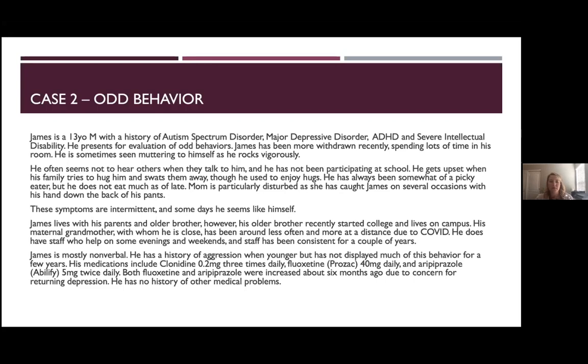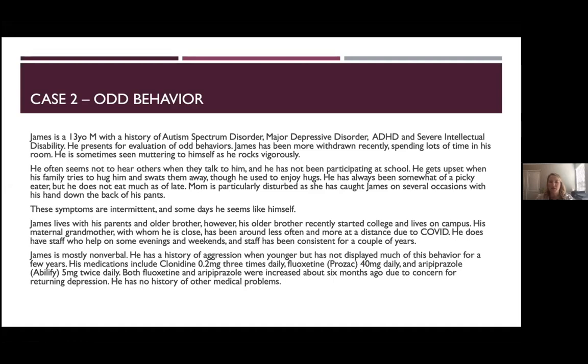He lives with his parents and his older brother, but his older brother recently started college and lives on campus. And during COVID, his maternal grandmother, who is usually a big support for him, has been around less often and more at a distance. So he's mostly nonverbal, and he does have a history of aggression when he was younger, but he hasn't had any aggression in the past few years.